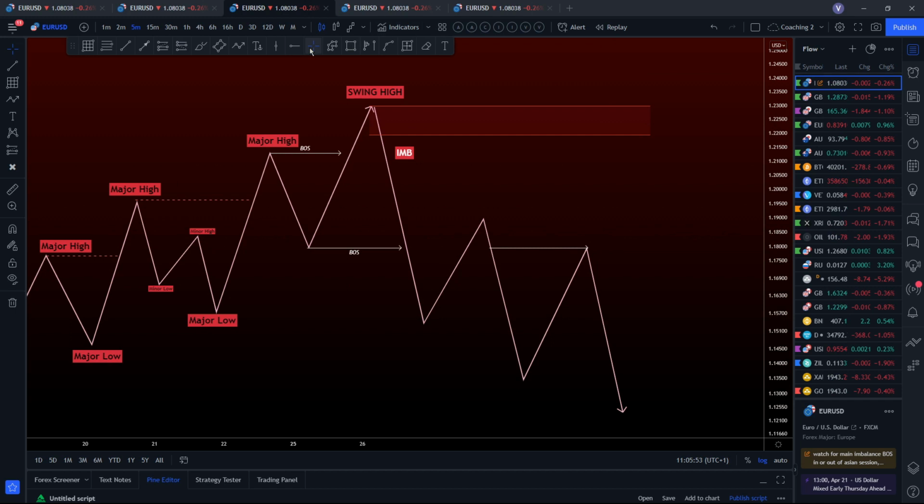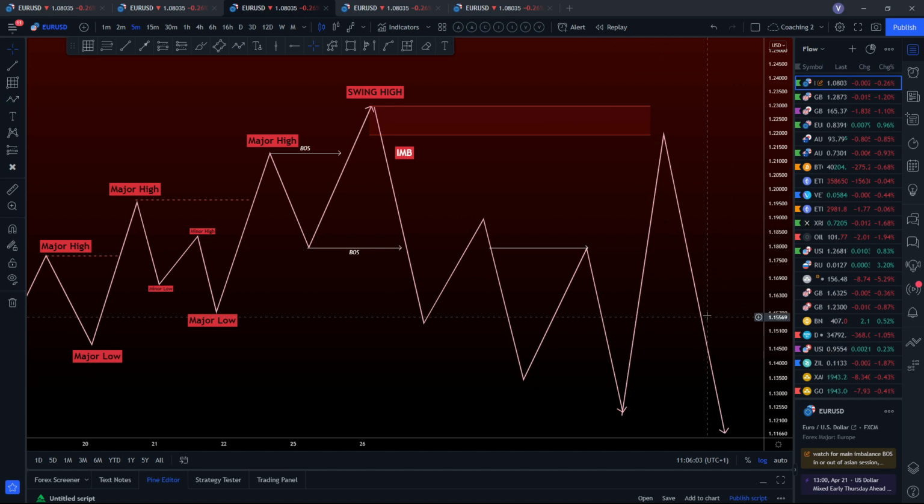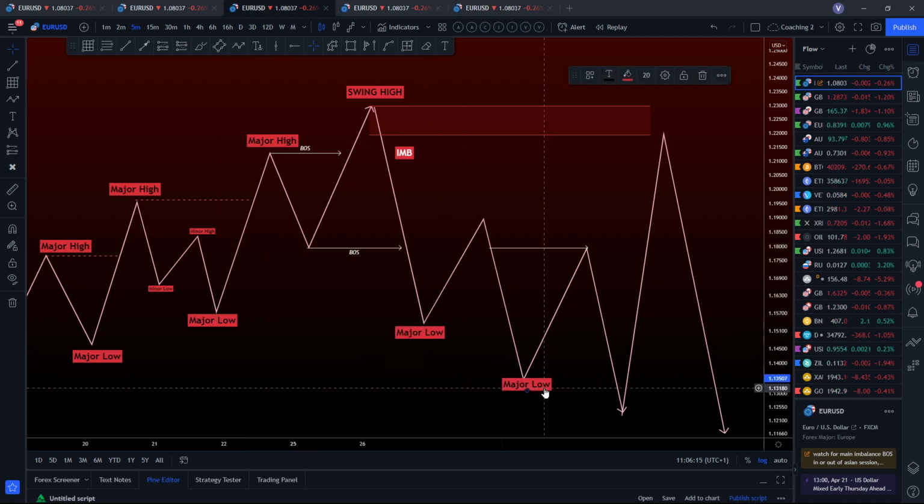So at some point, we can reasonably assume that price is going to come back up, breaking out through this, but continuing downwards. Because on a higher time frame, this is a major high, and this will be the major low. These, although being major lows on this time frame, would just be substructure on the hourly chart, for example, or the 15-minute chart.